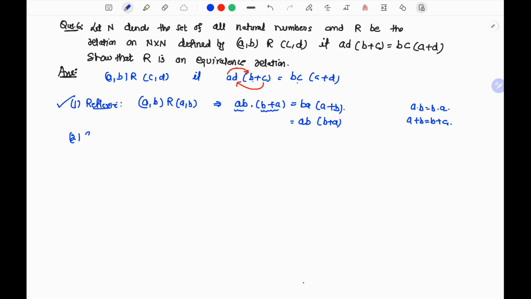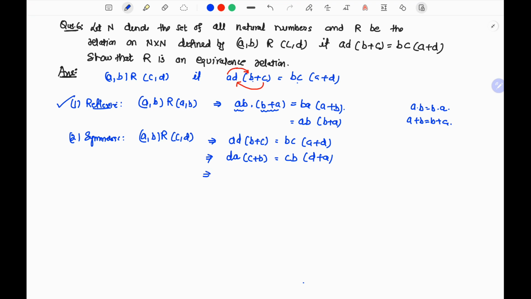Second, we have to show that it is a symmetric relation. For a symmetric relation, if we take an element AB which is related with another element CD, this implies that as per the given expression, it will be AD into B plus C equal to BC into A plus D. Or we can write it as, if we change the order, DA, because commutative law holds for addition and multiplication in the set of natural numbers, and here we will have C plus B. It will be equal to C into B and D plus A. And because left hand side is equal to right hand side, we change the sides and write it as CB into D plus A, that is equal to DA into C plus B.